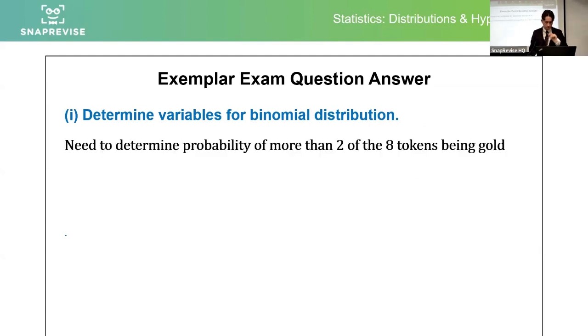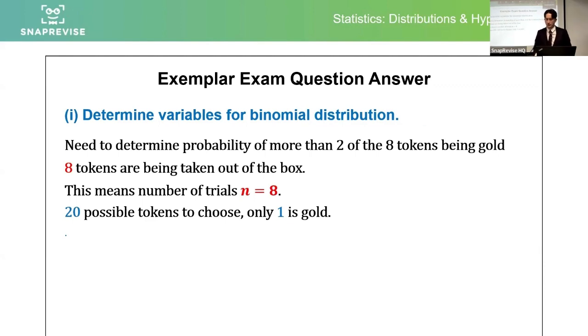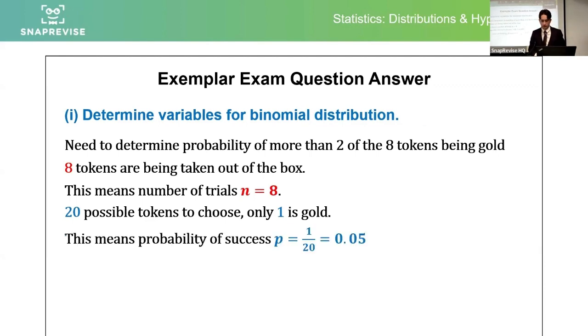So for the first part, we need to work out the probability of more than 2 of the 8 being gold. Okay, so 8 tokens are being taken out of the box. This means that the number of trials n is 8. So there's 20 possible tokens and only 1 is gold. So the probability is 0.05.